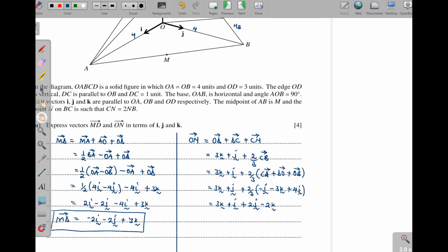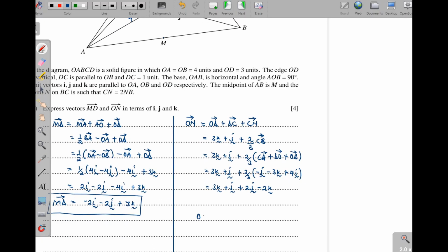So that means our ON simplified will be, we write the J first. So this is 3J. Then 3 minus 2, that is a 1. So plus K. And that is that.